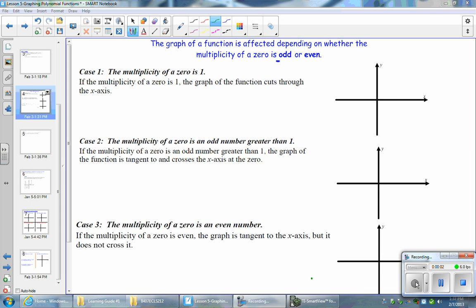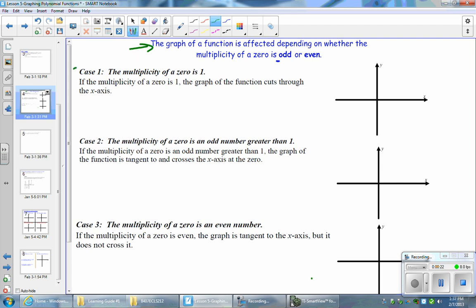In this lesson, I'm going to teach you about how the multiplicity of a zero affects the graph of its function. So let's look at the first sentence that I have here. It says the graph of a function is affected depending on whether the multiplicity of a zero is odd or even. So I have three different scenarios here that I want to describe to you.